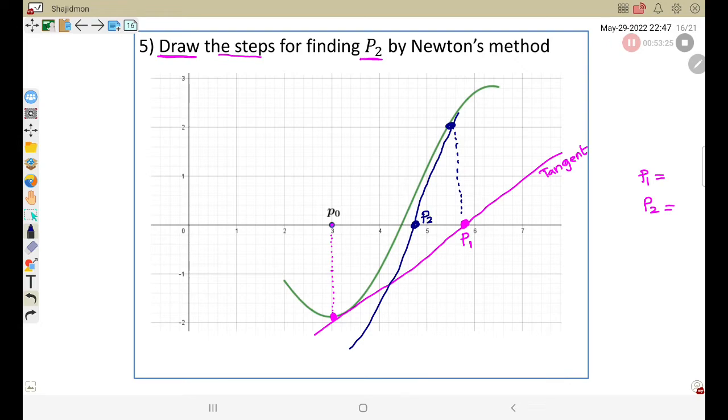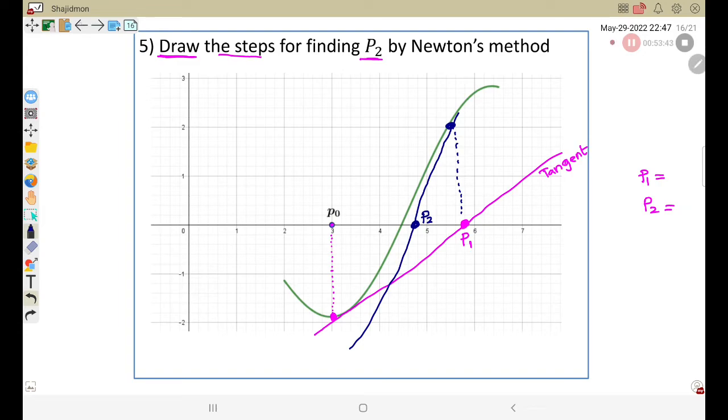If you want to mark the exact location, we need to use some software. Correctly we can draw it and find what P1 and P2 numbers are. This is an approximate idea, how we will get that one. Hope you understood this one, P1 and P2.